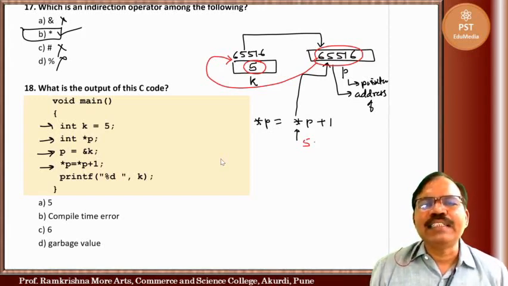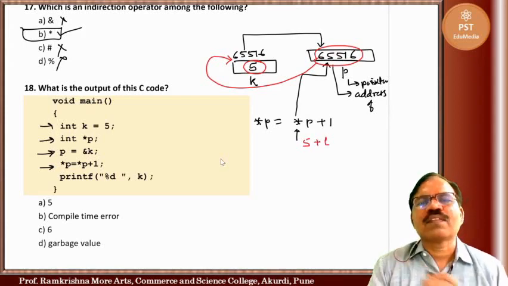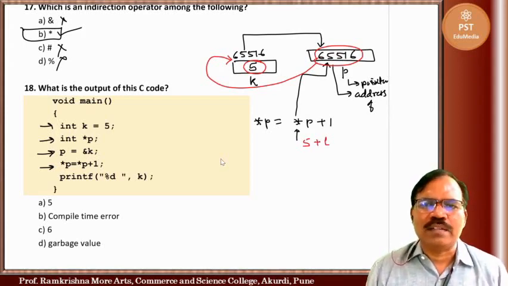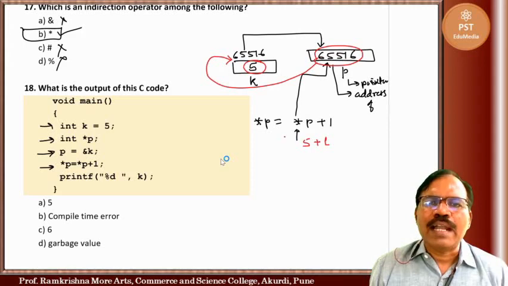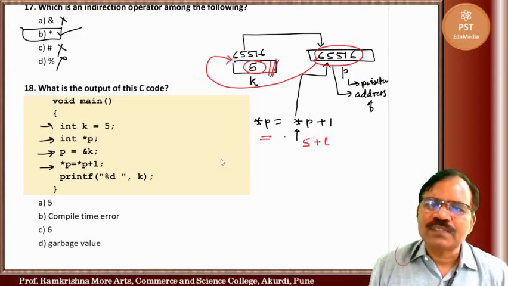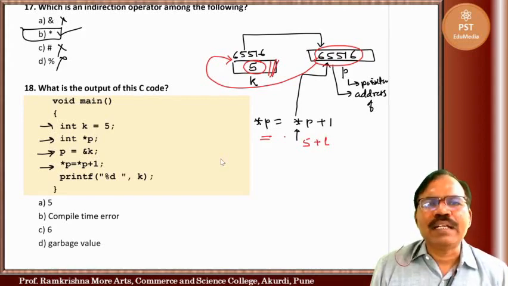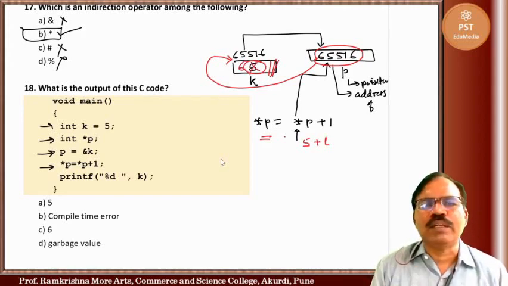Then it is increased by 1, and that is given to *p. *p means what? Here. So here it becomes 6 now. 5 will go, 6 will be stored.